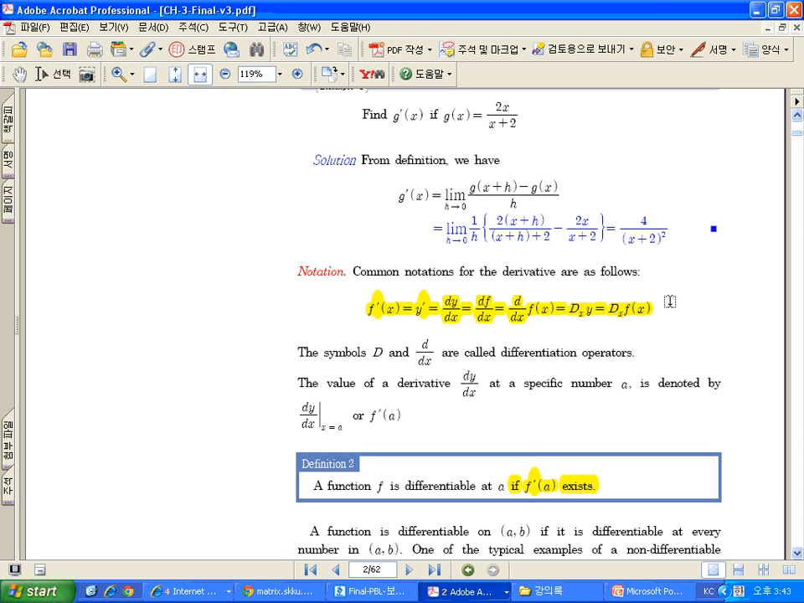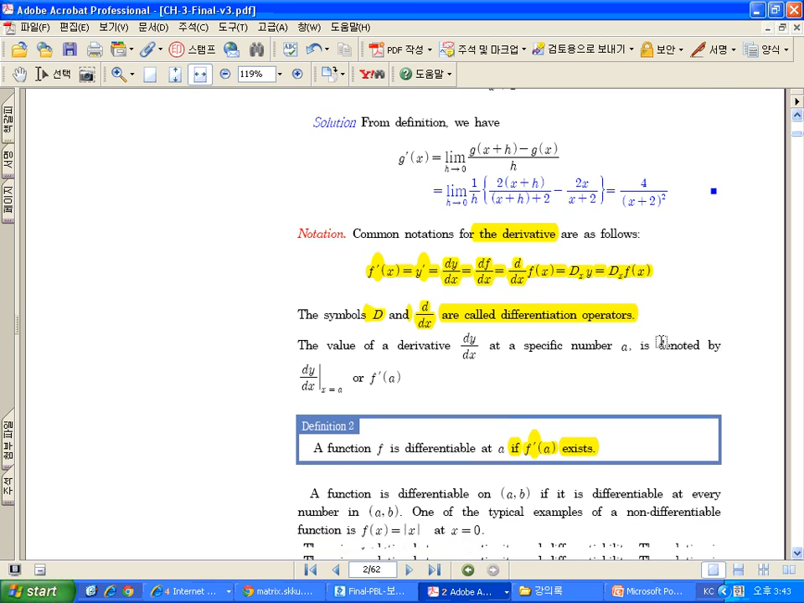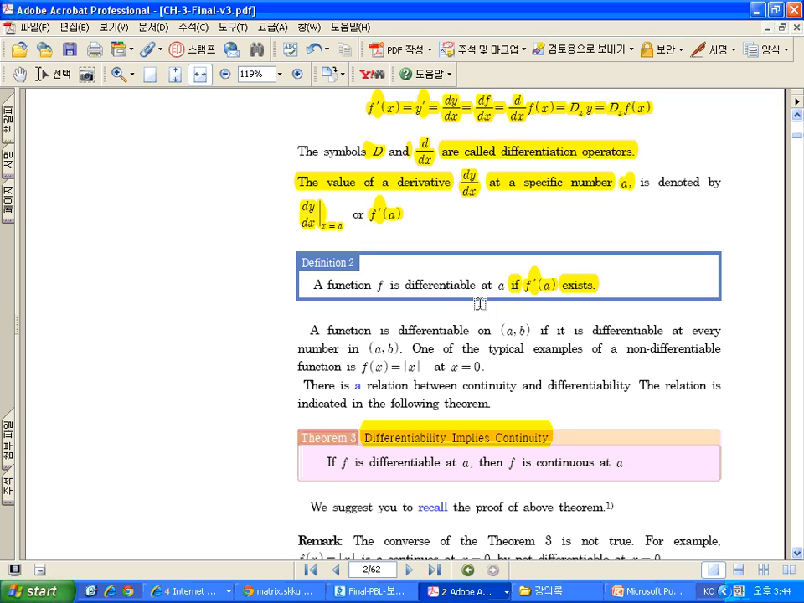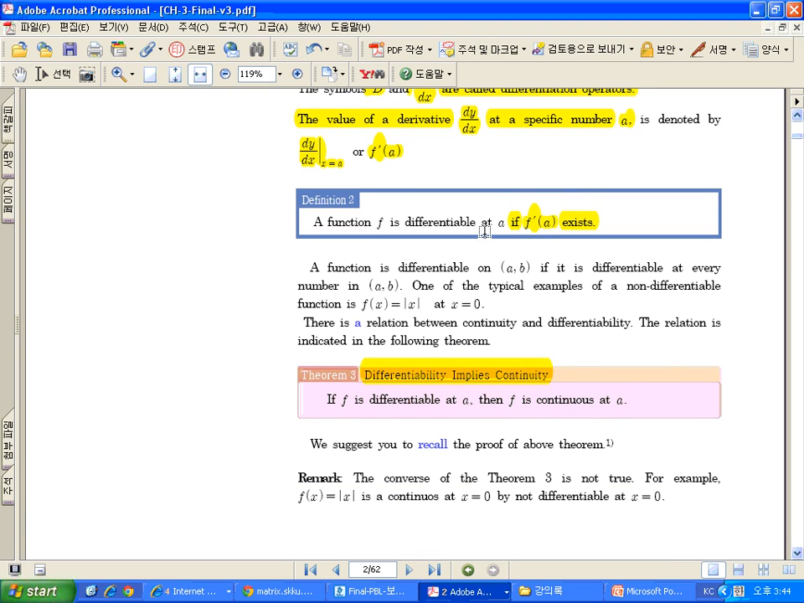These are the notations for the derivatives. There are many different ways of writing it, but they all mean the same. The symbols d and d over dx are called the differential operators. Okay, but they are all the same. And the value of the derivative at a specific number a can be written in this way or this way. We call a function differentiable at a if f prime of a exists.